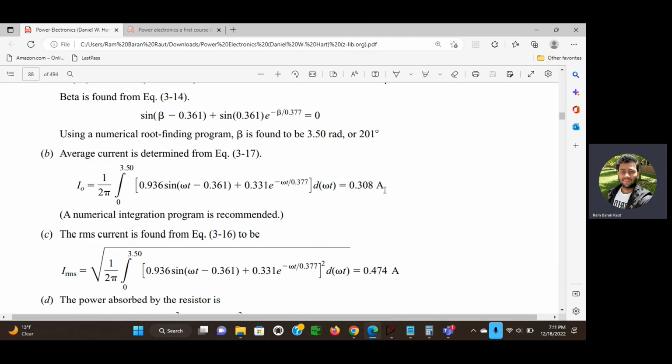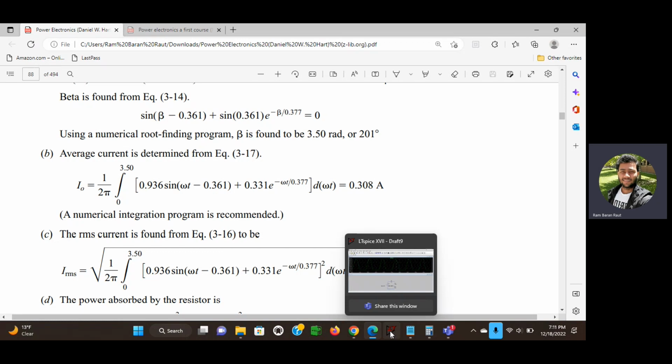This is theoretical and we have practical, and we are still assuming the diode is ideal, but in reality the diode is not ideal. The diode is consuming some voltage, which is why there is a little difference in average current compared to the calculated theoretical current. Now we are going to find the IRMS.